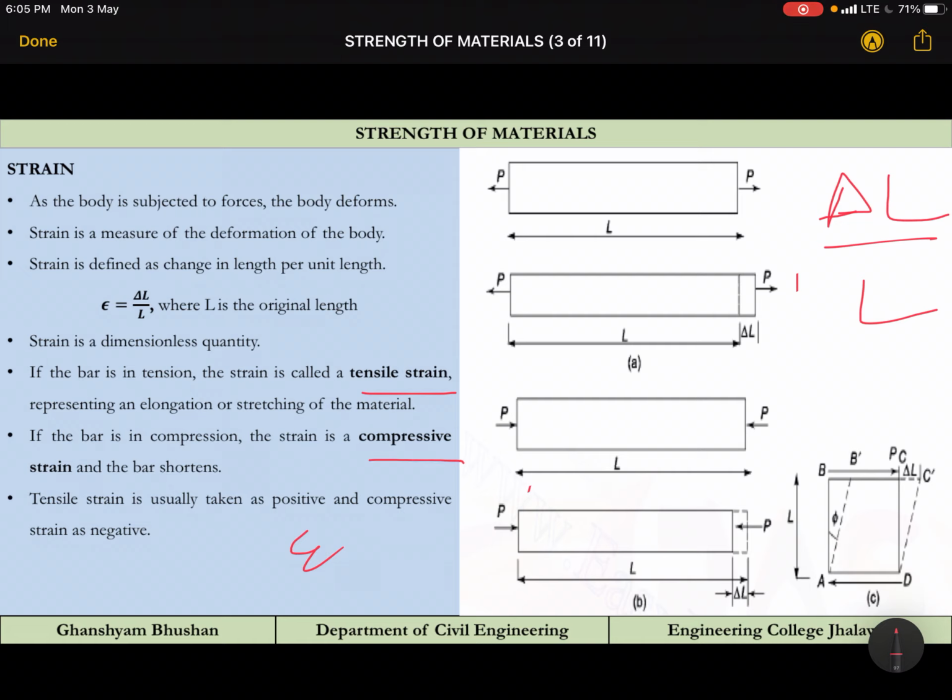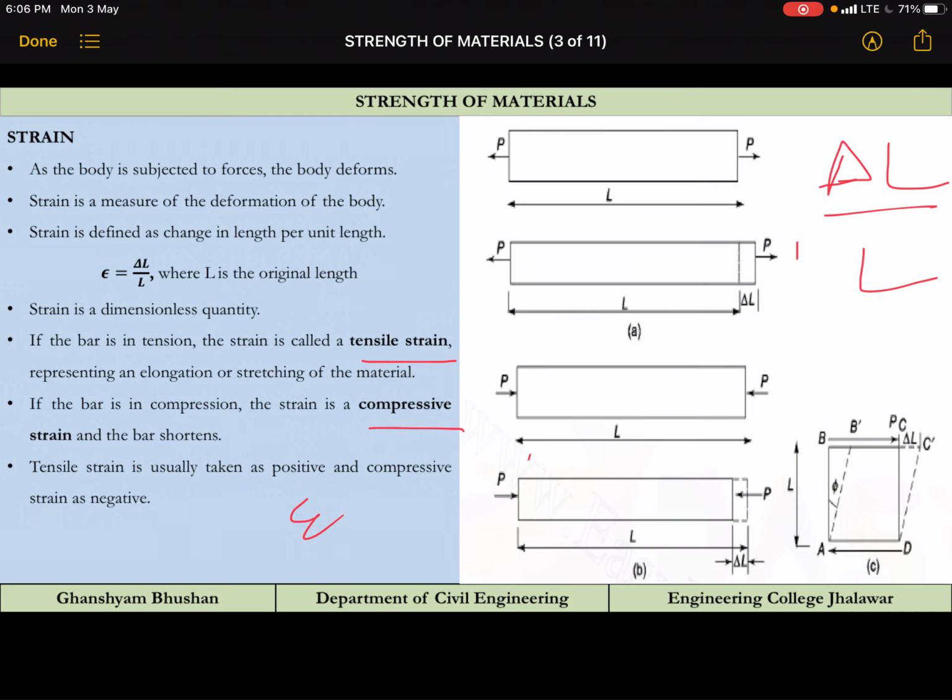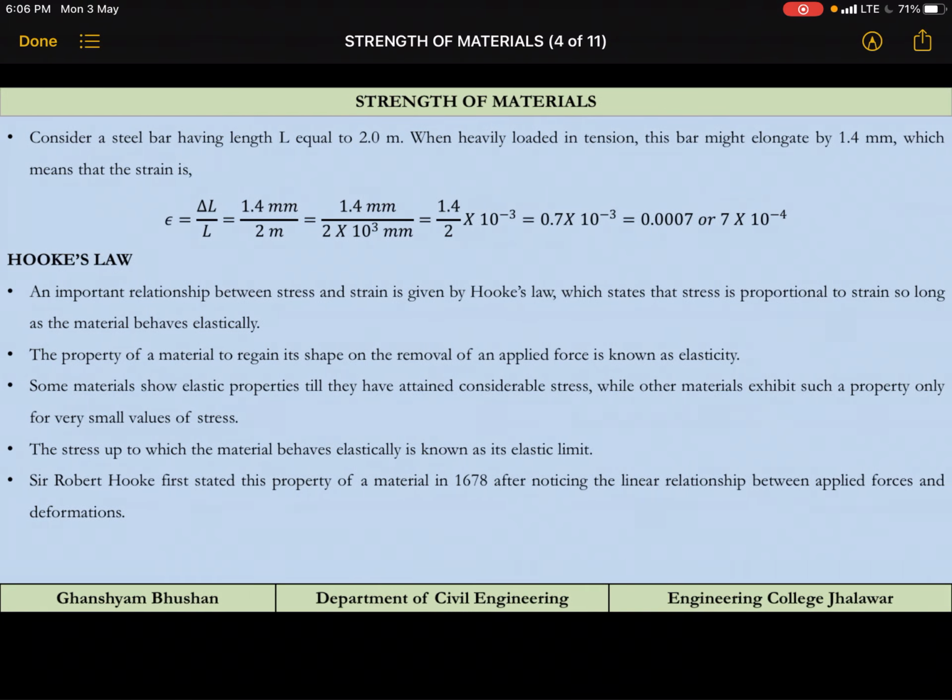Tensile strain is usually taken positive. If it is an expansion case, it will be taken as plus delta L by L. If it is contraction, it will be taken as minus delta L by L. Clear? Now let us see how we are going to represent the strain.